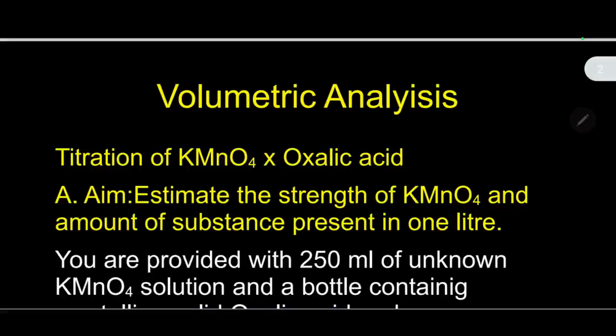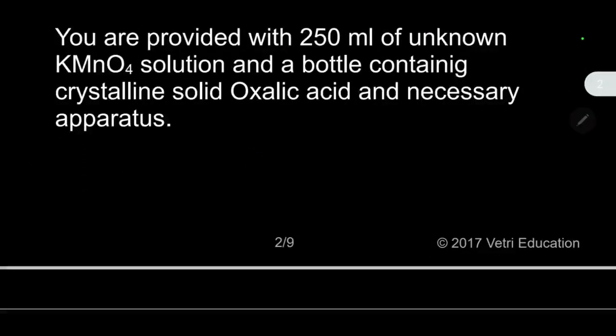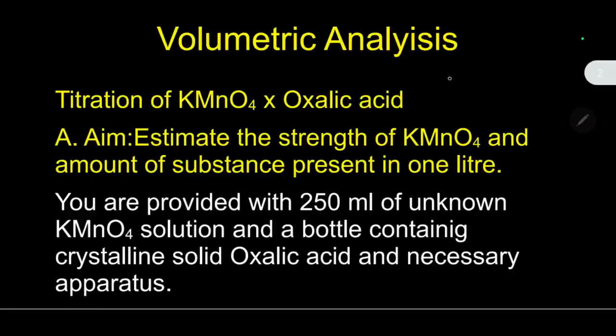Today I am going to discuss, under volumetric analysis, the titration of potassium permanganate versus oxalic acid. This comes under permanganometric titrations. First, let me discuss the aim. Estimate the strength of potassium permanganate and the amount of substance present in 1 liter. That is the aim of the experiment.